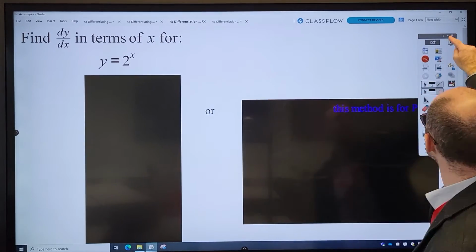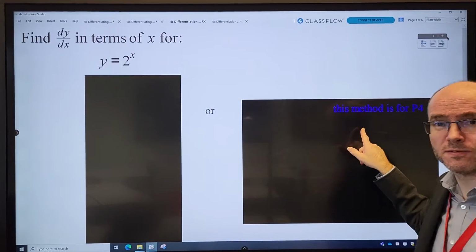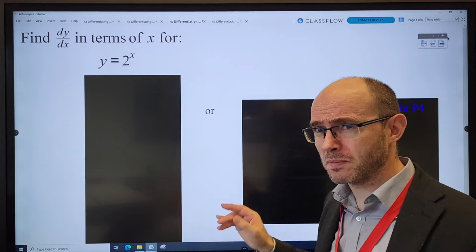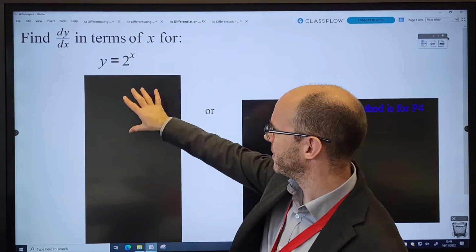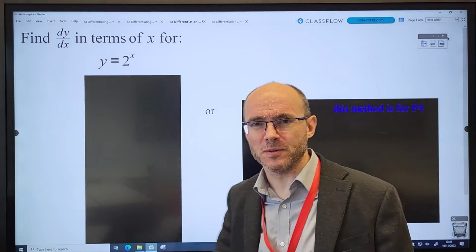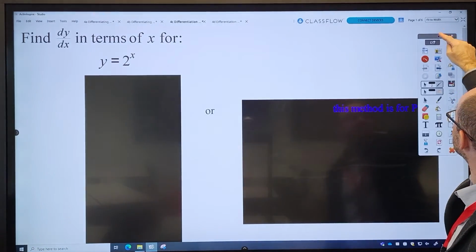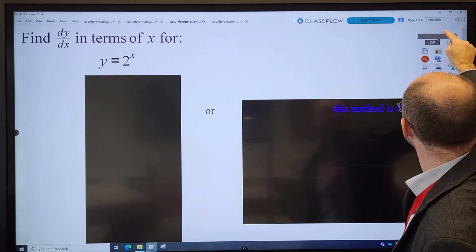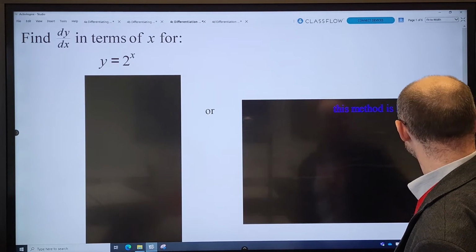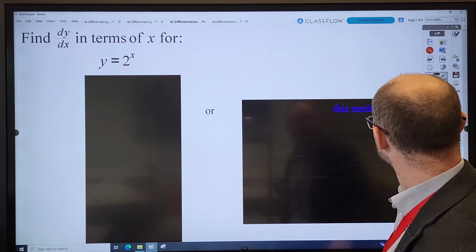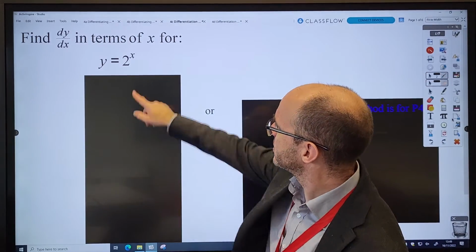I've got two methods to show you. One of them is for if you've done P4, which I'm guessing you might have done, you might not have done, I don't know. It wasn't much of a guess, was it? But there's a P3 method as well. So here we go. We'll do the P3 method first.